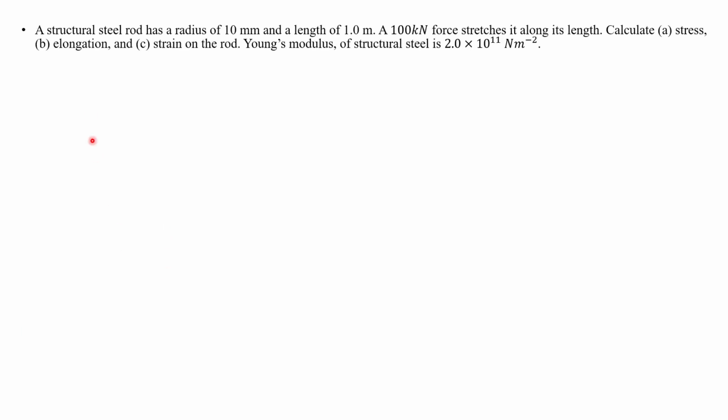Next question: a structural steel rod has a radius of 10 millimeter and a length of 1.0 meter. A 100 kilonewton force stretches it along its length. Calculate stress, elongation, and strain on the rod. Young modulus of the structural steel is 2.0 into 10 raised to the power 11 Newton per meter square. So radius and length of the rod are given, and since the radius is given, you have to find the area through the following formula, that is, area is equal to pi r square.